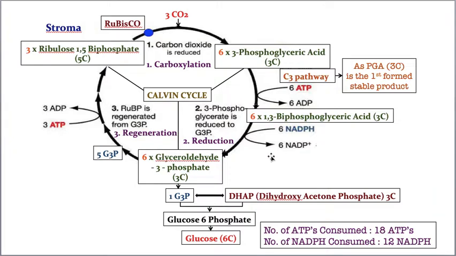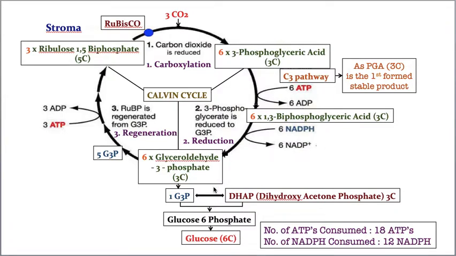Now in the reduction, 6 ATPs, and for the regeneration 3 ATPs. Now tell me 6 plus 3 kitna? 9. Am I correct or not? Like that, how many cycles are taking place? 2 cycles. Am I correct or not? Because in the first cycle 3 carbons are added in the form of DHAP, and in the second cycle one more G3P is added. So this G3P, when it reacts with the DHAP, produces glucose 6 phosphate, and then it produces glucose.